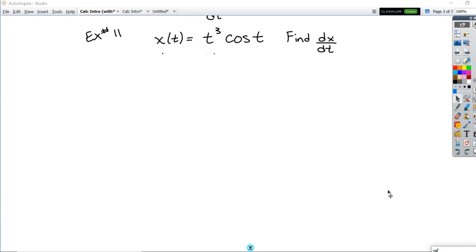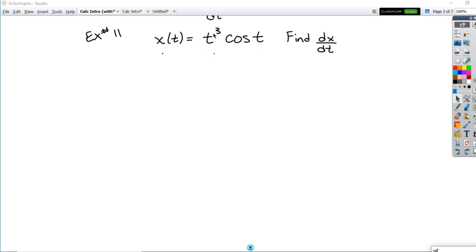Example number 11. We have x of t is equal to t cubed times cosine of t. So here we have a product of two functions. So let's use product rule. In order to use the product rule, we'll need to take the derivative of each of these at some point.